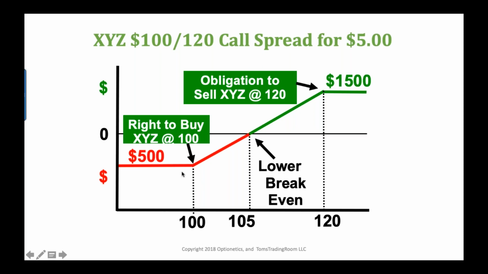The other thing I want to mention to you is the three points on the graph. At 100 or below by expiration, you cannot lose any more than you pay for the entire spread. The break even at expiration is what you paid for the spread, in this case 5. Add that to the buy side, so 100 plus 5 is 105. That's your break even on the trade at expiration. 120 or above is the maximum profit for the trade at expiration.